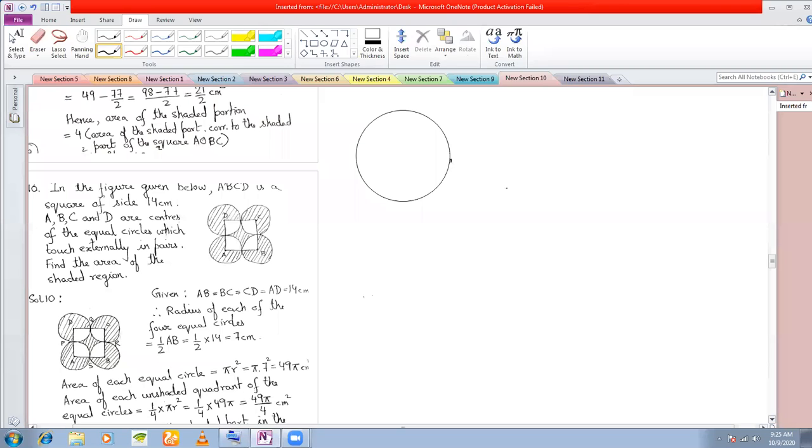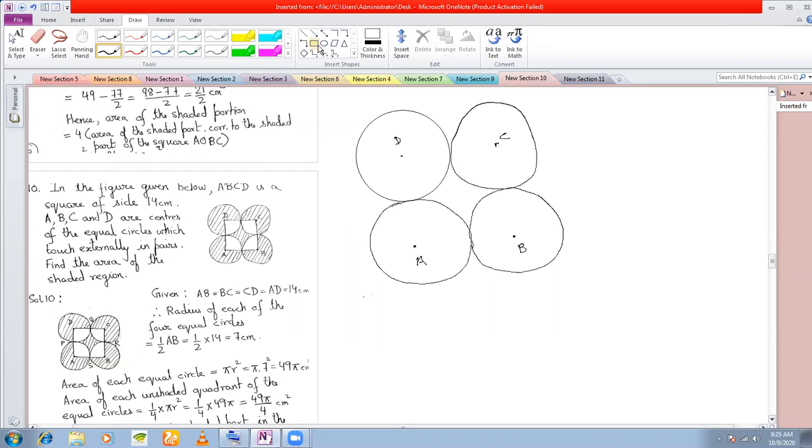No, it is not as simple as it looks actually. Let me draw a freehand figure because it will take time to draw a perfect figure here. Complicated figure. So you have 4 centers, and you join this.